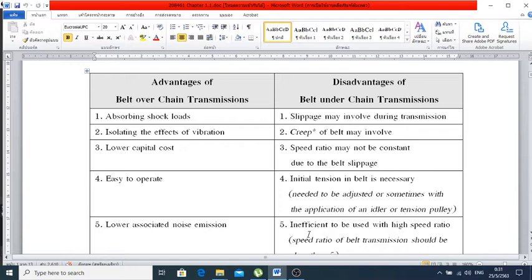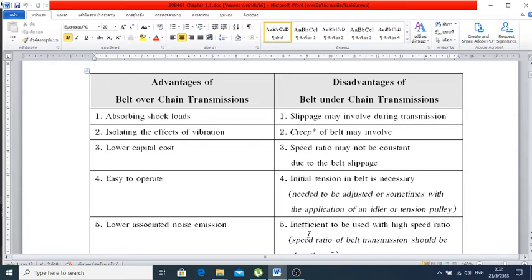As you may figure out, we have one power shaft driving another shaft. Number one, absorption of shock load, of course. As mechanical engineers, we face a lot of vibration and the like, and the belt can absorb shock loads and vibration. Number two, isolate the effect of vibration, which we already talked about. And number three, low cost. Of course, you pay less money but get very effective results.